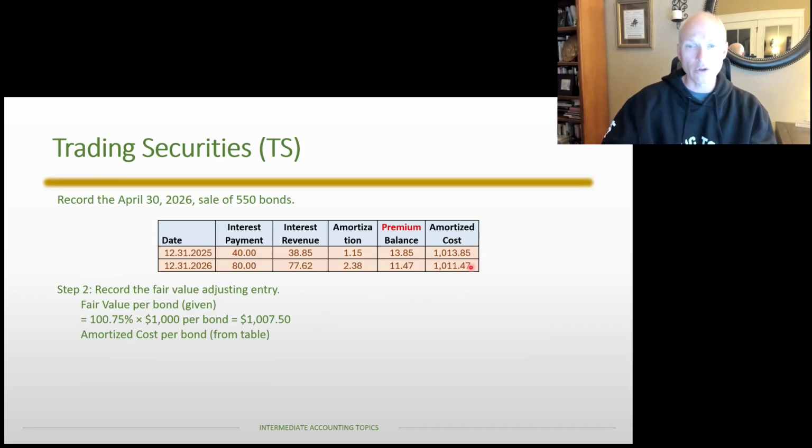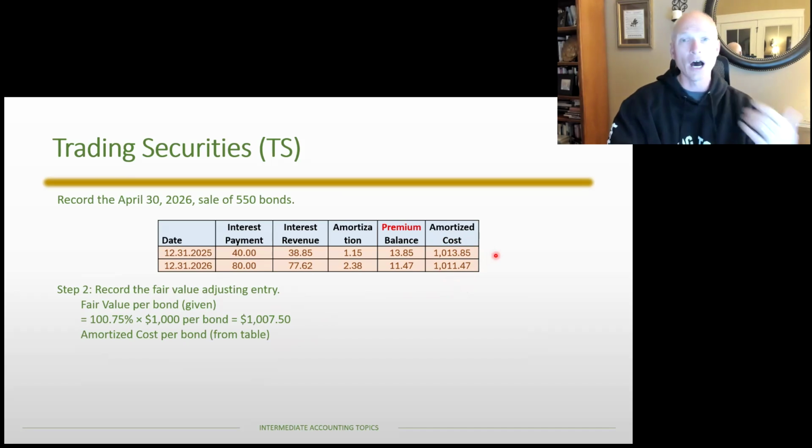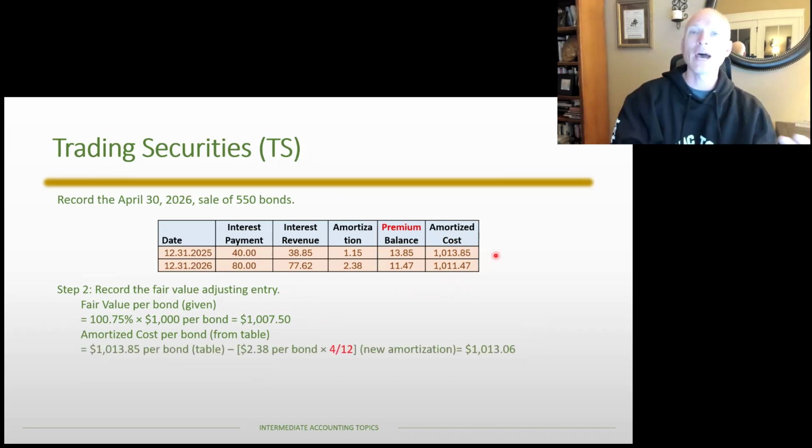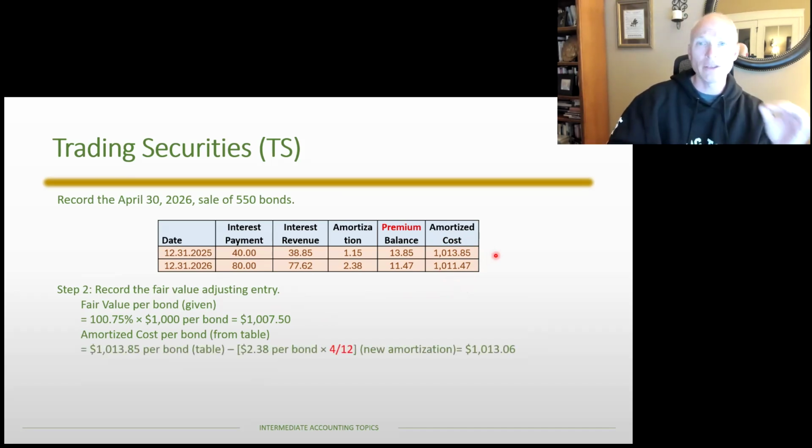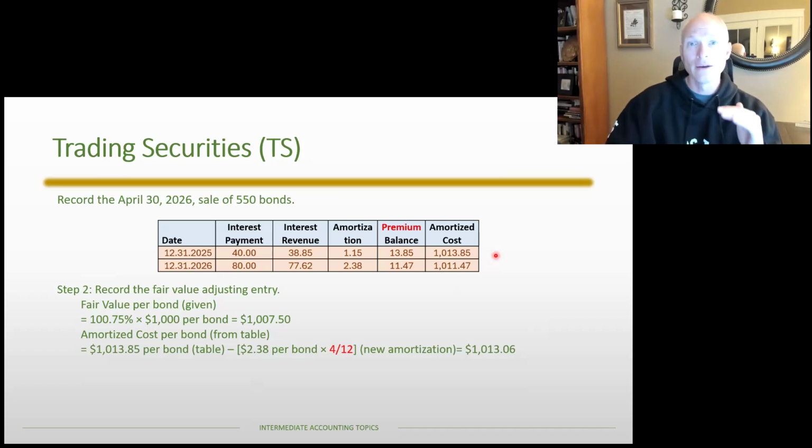Of course, we didn't hold it for a full year, but we did partially amortize the premium in the journal entry we just did in step 1. And so we had updated the amortized cost. We need to capture that here because again, we're comparing the fair value to the up-to-date amortized cost. And so for the updated amortized cost, we start from the $1,013.85, again taken from the table, understanding that we had partially amortized each bond for those 4 months. So a full 12 months would have been 2.38. We only amortized 4 months. And so there's a partial amortization again with the premium.